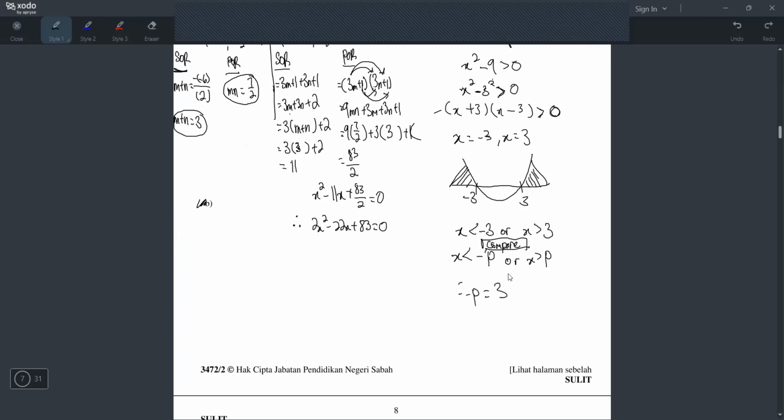3. Okay, please don't tell me negative 3. No. Look at this. x bigger 3, x bigger p. So p is 3. This one also, x smaller negative 3, x smaller negative p. It means negative p and negative 3 is the same. So p equals 3 also. All right. So the correct answer for p here is 3.